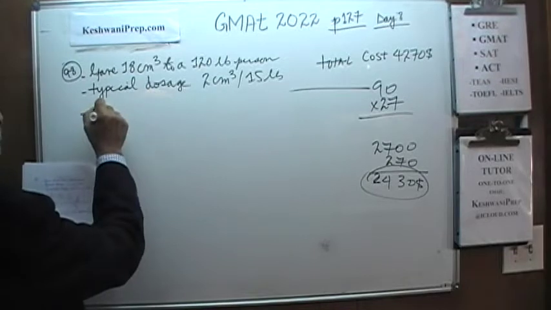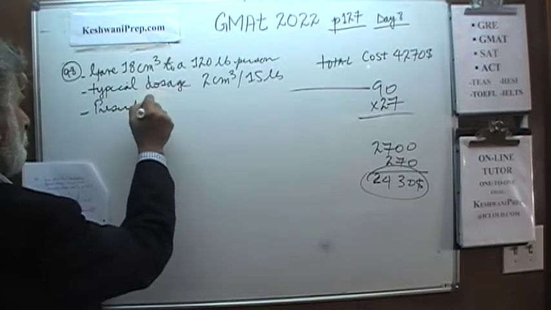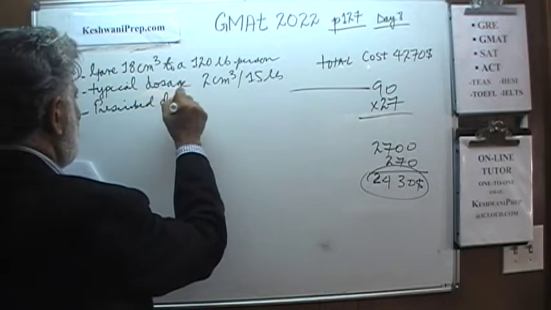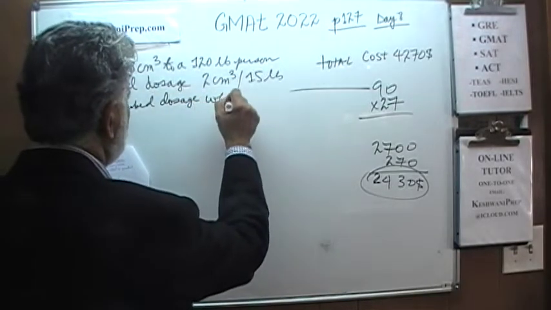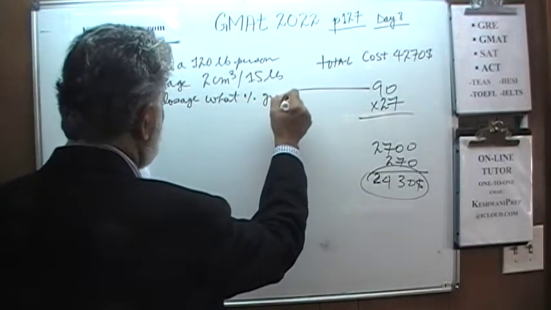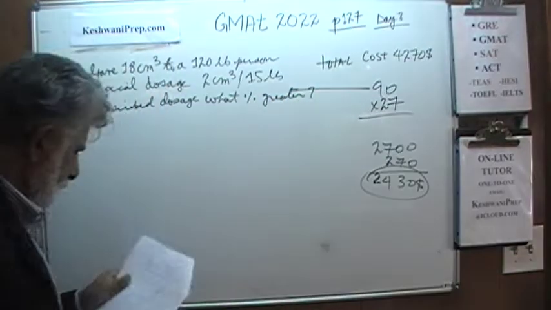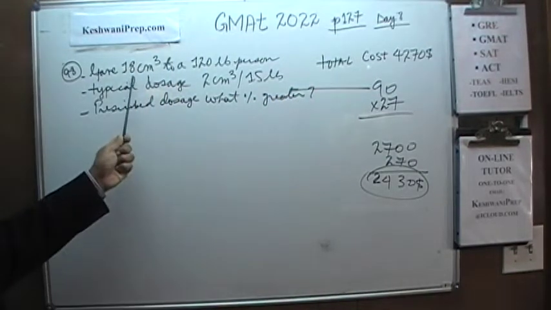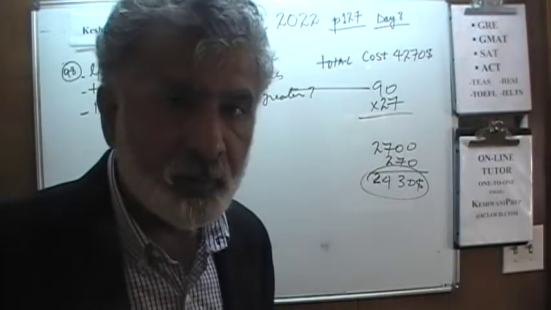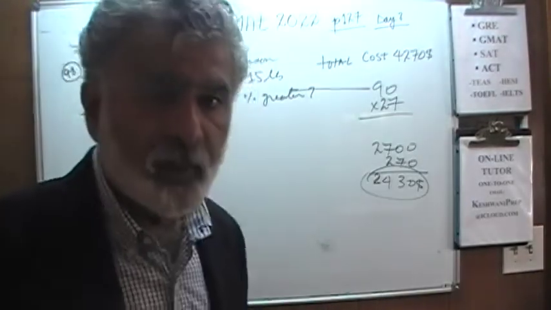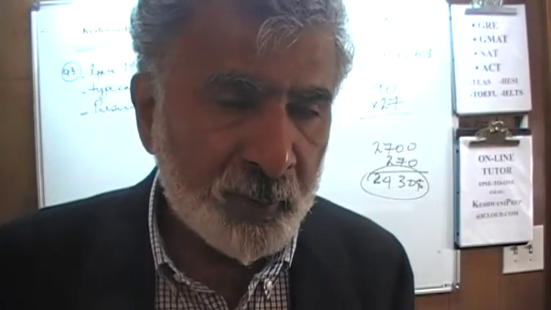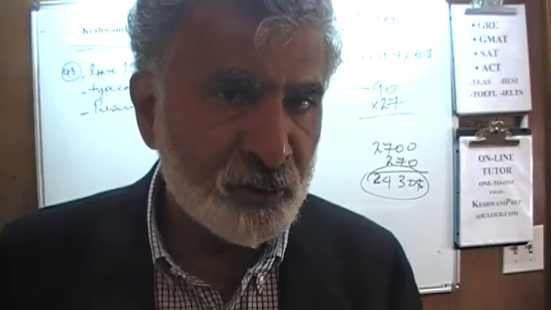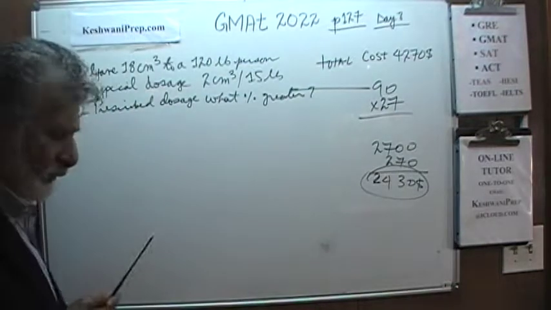The question is, the prescribed dosage is what percentage greater? The prescribed dosage, which was 18 cubic centimeters, is what we ended up giving to this person who weighs only 120 pounds. We had to first figure out how much it should have been, and then the question is, what we gave is what percentage greater than what should have been prescribed. Let's find out, shall we?